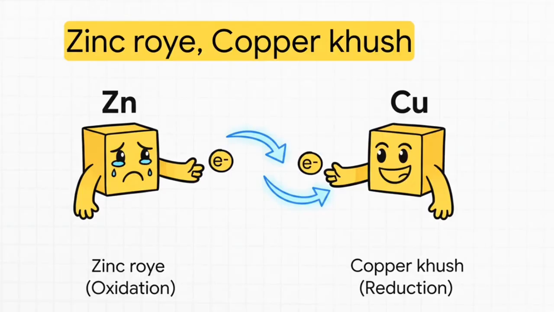Let's apply this to a real example, the Daniell cell. Here's a super easy way to remember what's going on. Zinc loses, copper chooses. Zinc is the one that loses electrons, right? So it gets oxidized. And copper? Well, it chooses to take those electrons, so it gets reduced. See? Super easy to remember.